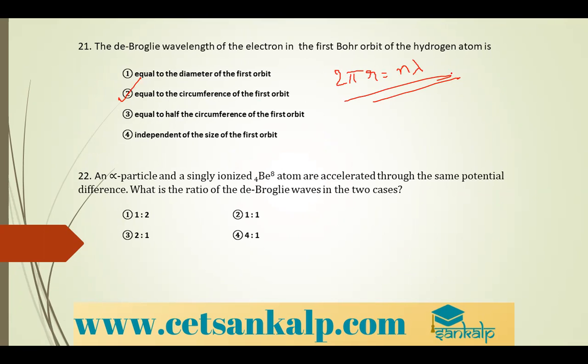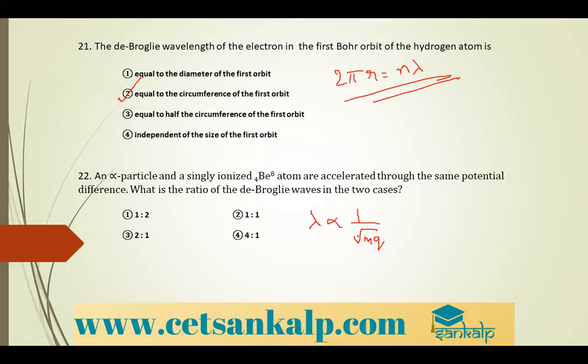Next, an alpha particle and a singly ionized atom are accelerated through the same potential difference. What is the ratio of de Broglie waves in the two cases? Okay, you can say that lambda is inversely proportional to 1 by root of m into q.